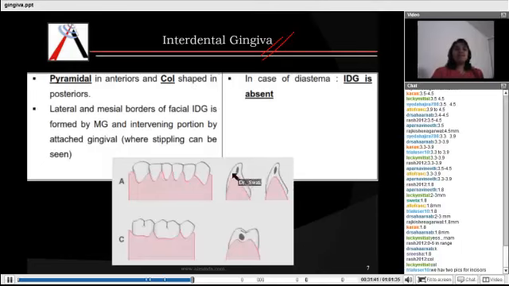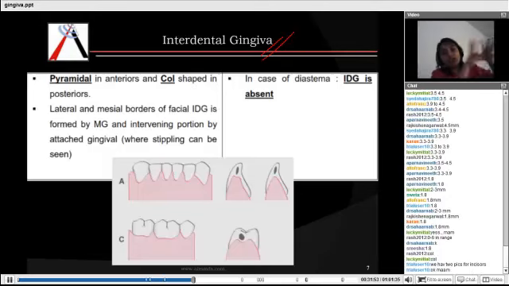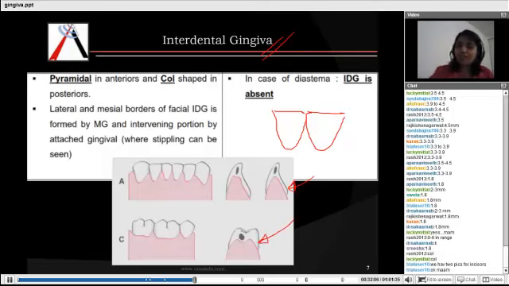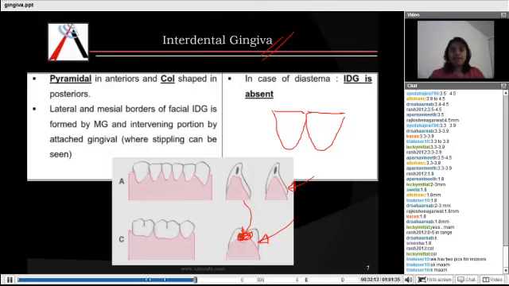Now, if somebody asks you a question that we shift the contact point of an incisor downwards and make it broad shaped, what will be the change in the interdental gingiva that you expect? Now that's common sense. If your contact area becomes broad and it has moved down, we will expect that this new contact area will result in the shape of interdental gingiva becoming col shaped, like the way we have in posteriors, isn't it? So that's what it explains. So hopefully you understand this point.